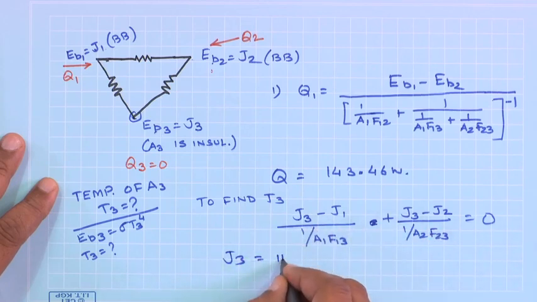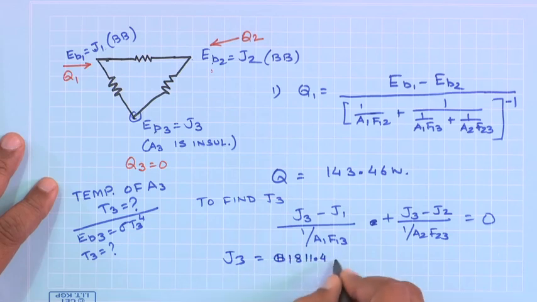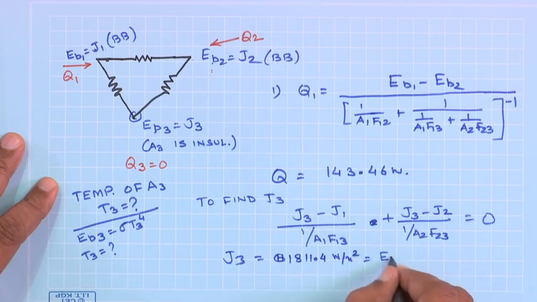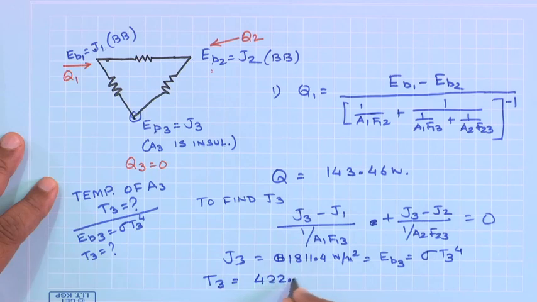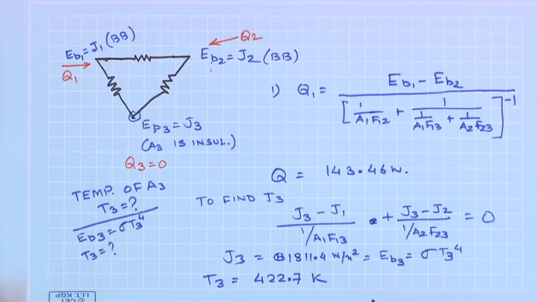So, if you put all these values in here, you should be able to see J3 to be equal to 1811.4 watt per meter square. This is equal to EB3, and EB3 is equal to sigma T3 to the power 4. When you put the values in there, you should get the value of T3 to be 422.7 Kelvin.